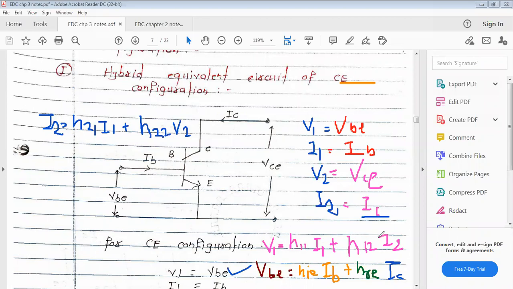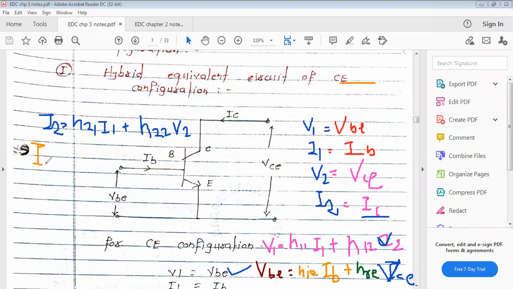Instead of I2, what do we have to write here? V2, no? So what is the V2? VCE, not IC. Here it is VCE. Now tell me, what is the value of I2 in our case?